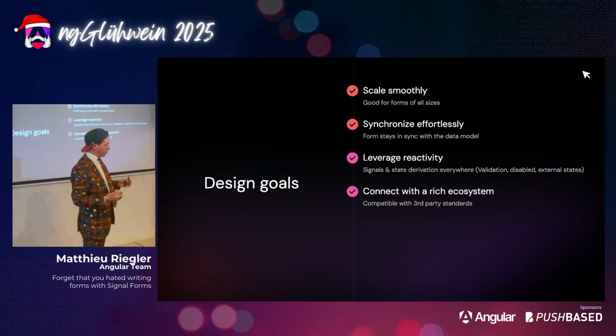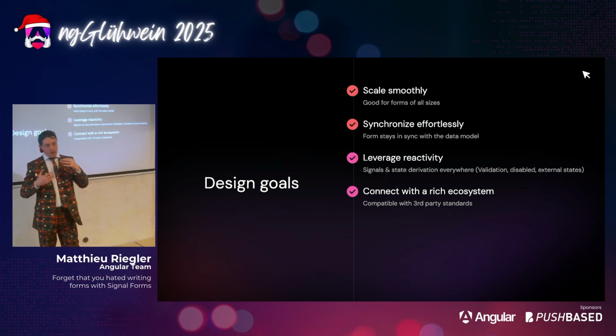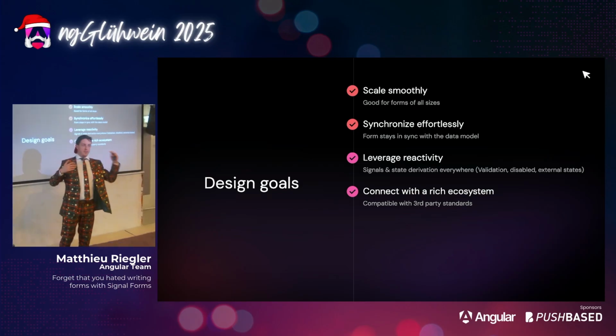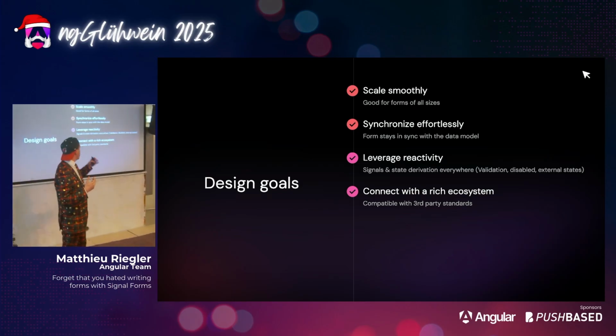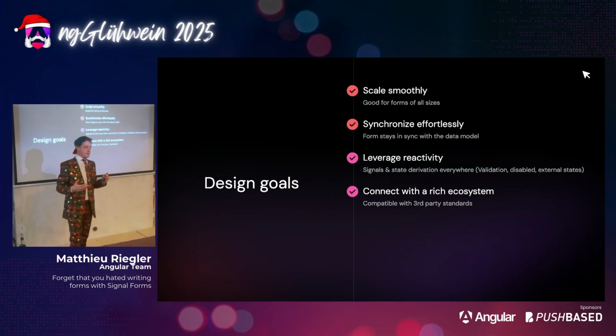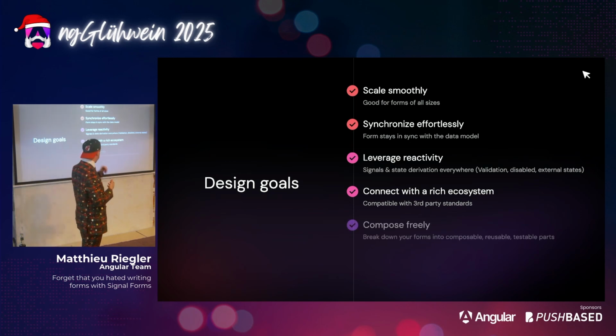Also, we wanted to make sure that the signal forms fit well with a rich ecosystem that already exists. For example, some APIs like schema validations that are used across frameworks and across web technologies, front end and back end, that have already been battle tested. We wanted our signal forms to be compatible with it. I think about libraries like Zod, like Valibot, which do some kind of schema validation.